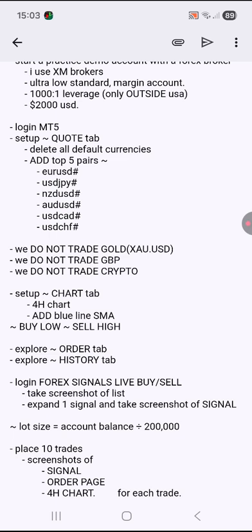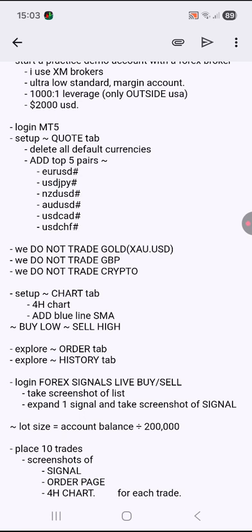So then we're going to set up the chart tab. We're going to go to the 4-hour chart. We primarily trade with the 4-hour chart. We're going to add a simple moving average, blue line. I like to color it blue. All a moving average is, is an average price. It's going to be a line going through all our candles.